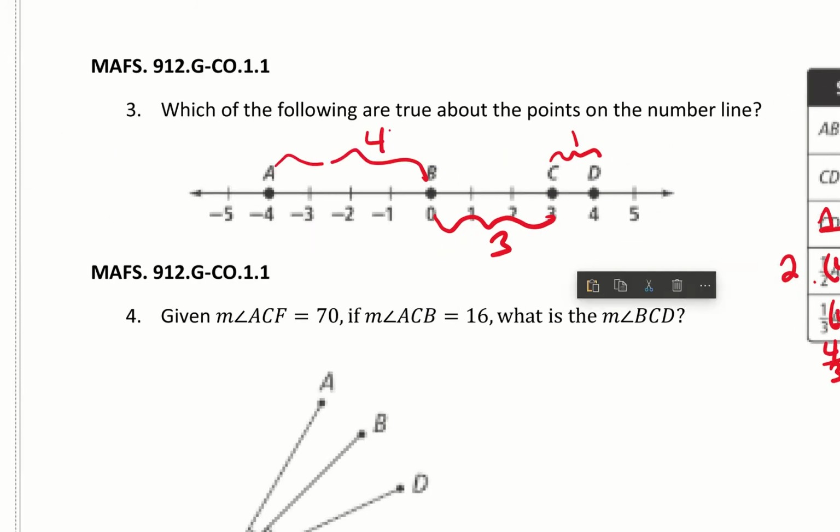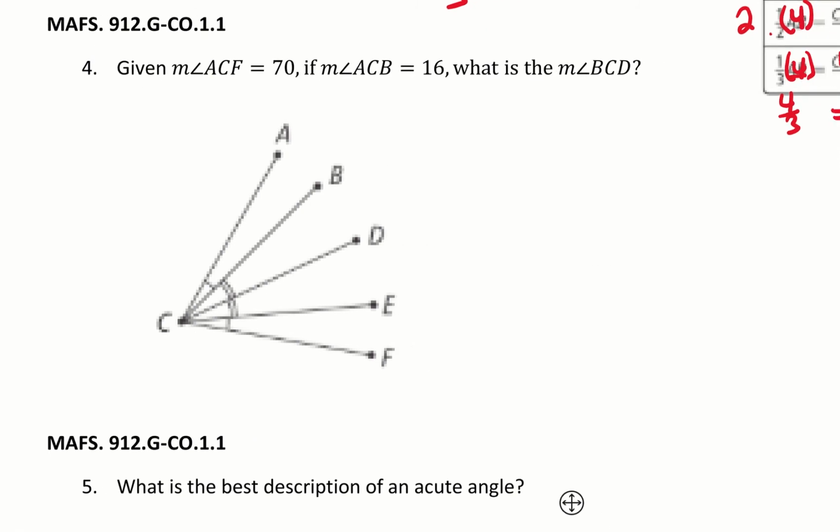All right, the next one. Given the measure of ACF is 70. So ACF, that means this whole thing is 70. Okay, so we said that ACF is 70 and the measure of ACB is 16. So this angle here is 16. But it says here that this angle is equal to this angle based off of the marks here. And so this is also 16.